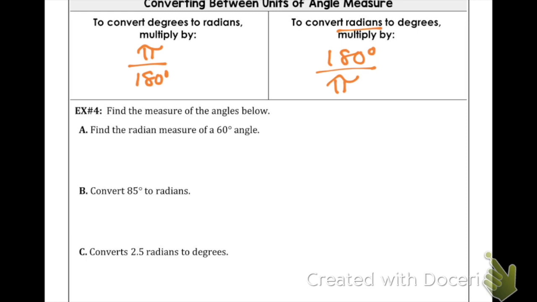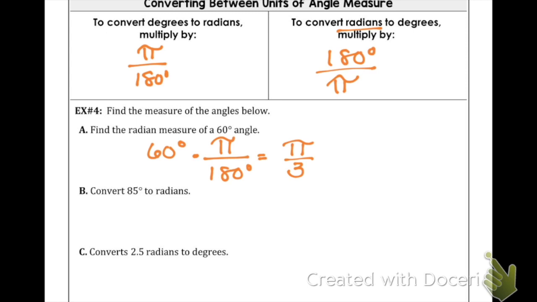So let's do some conversions. Find the radian measure of a 60-degree angle. So a 60-degree angle, to go to radians, I want to divide out the degrees. So I'm going to divide by the 180, multiply by pi, which gets me pi over 3. And we leave radians with pi's in them instead of going to the decimal versions. So I would just leave my answer as that.